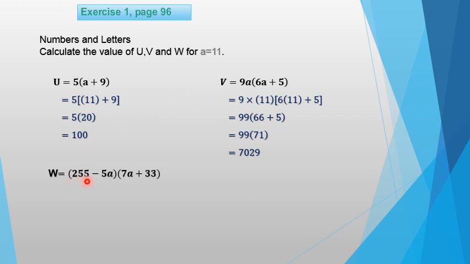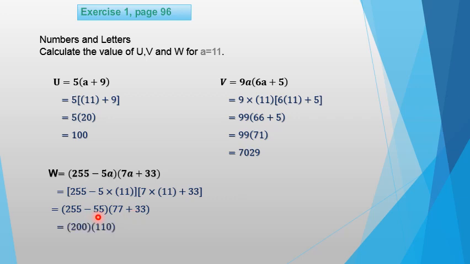W equal 255 minus 5 times a into 7 times a plus 33. Again, start by replacing a by 11, and then according to priority rules, here we have subtraction and multiplication. So priority goes to multiplication. So it's 255 minus, what's the product of 5 by 11? It's 55. Again, 7 times 11 is 77, and we write next to it plus 33. Let's solve each parenthesis alone and then find the final product.